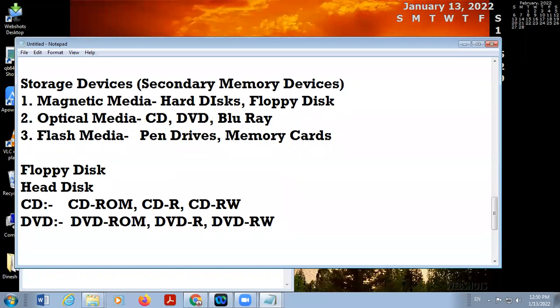Now next is Blu-ray. In Blu-ray, the same technology is used as in CD and DVD, but here we can store data up to 25 GB. The main difference between CD and DVD and Blu-ray is that in Blu-ray we use blue color laser light to read the data, but in the case of CD and DVD it is red. This is the main difference. At present, Blu-ray is very famous.